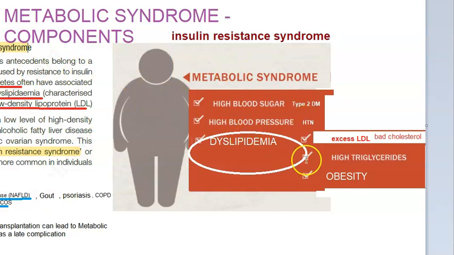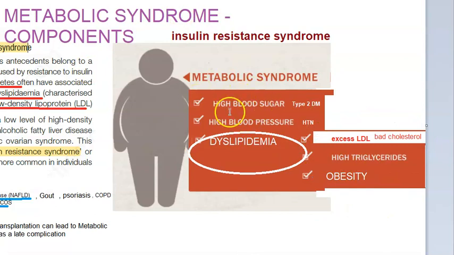So you should understand that there are three components here that you have to write. What are the three components? High blood sugar, type 2 diabetes mellitus, hypertension, that is high blood pressure, and dyslipidemia. Under dyslipidemia, they have excess cholesterol, the bad cholesterol is more, the triglycerides are more, and they have obesity. Obesity is also dyslipidemia only, you can say. So these are the things, okay?